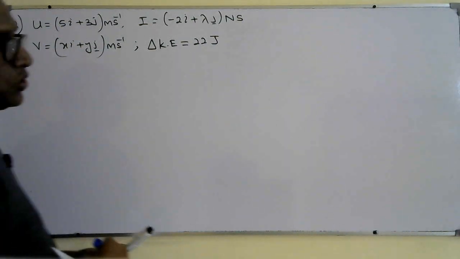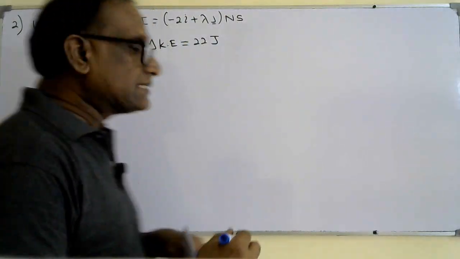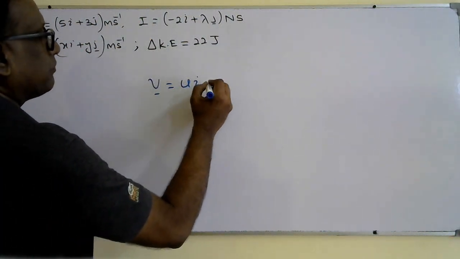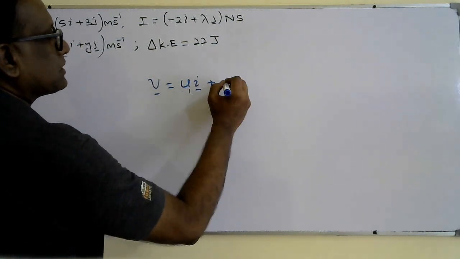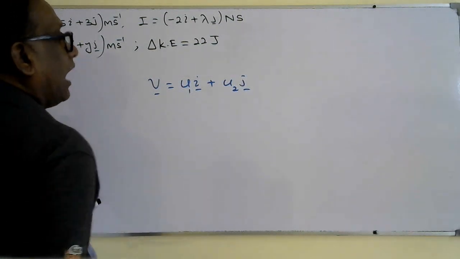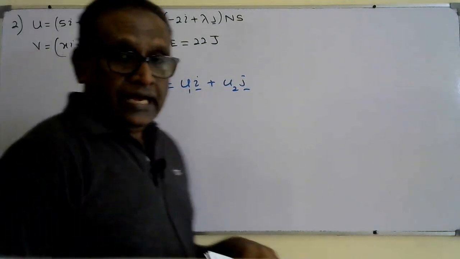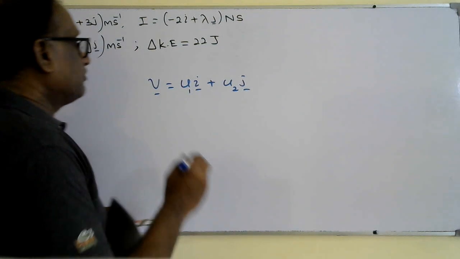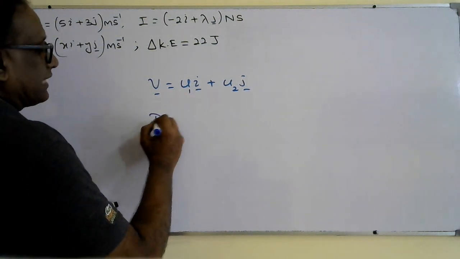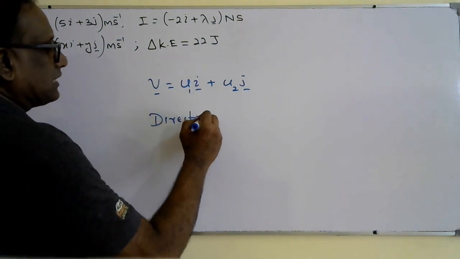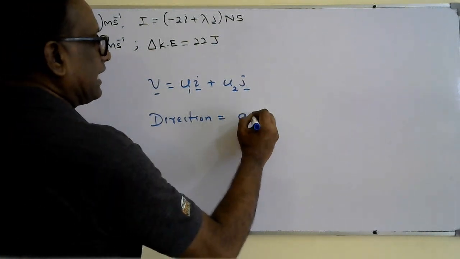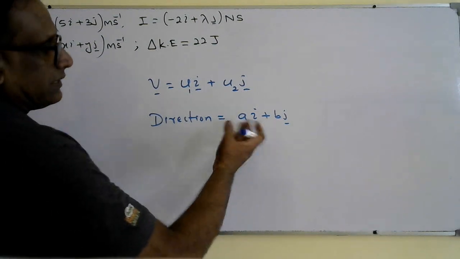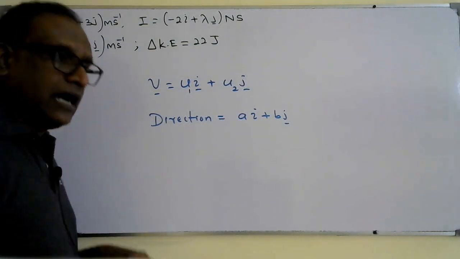Okay, also you must know this. Say for example, a velocity vector is given as u1 i plus u2 j. This is the velocity vector. Now they can give separately the directional vector of the velocity. The direction of the velocity or directional vector of the velocity could be given as ai plus bj. So they might ask to find some unknown thing.